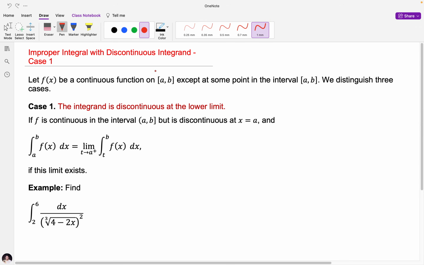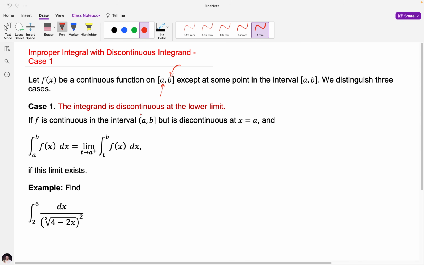That means that we will have three cases: when the function is discontinuous at the leftmost endpoint, that is at a, or at the rightmost endpoint, that is at b, or at a certain interior point of the interval. So we will distinguish three cases here. In this video lesson, we will focus on case 1, that is when the integrand is discontinuous at the lower limit.